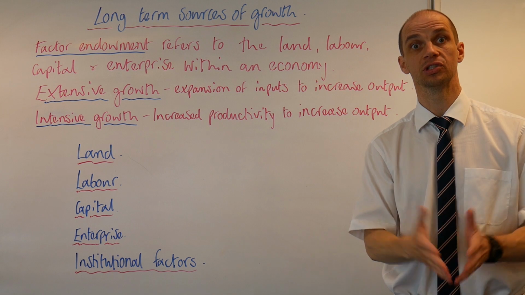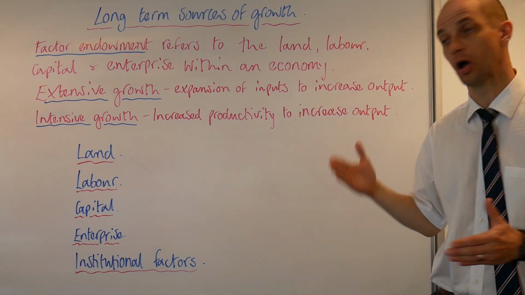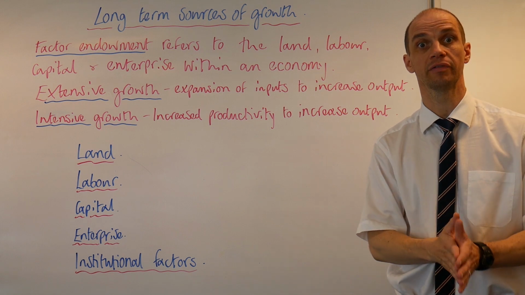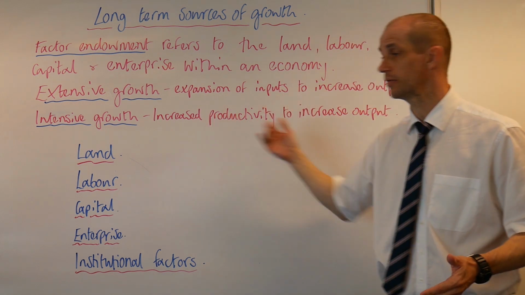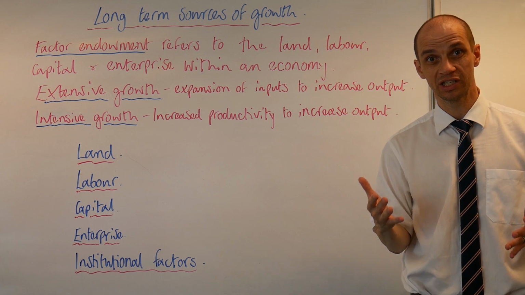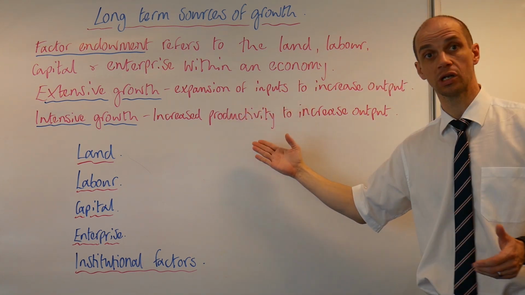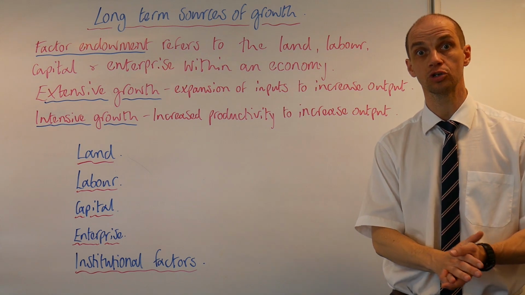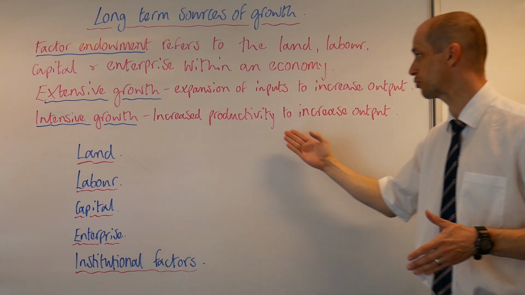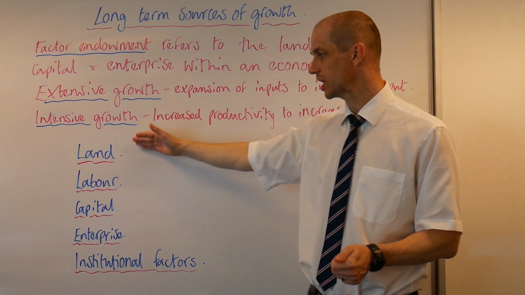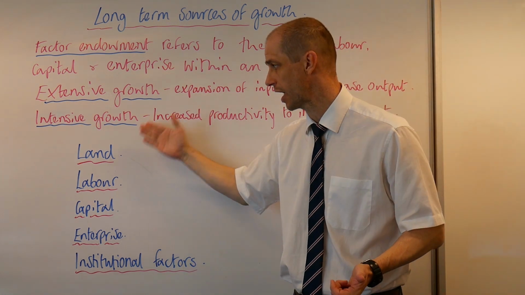Now, when that happens, of course, economic growth will slow, and then you need to turn towards more intensive methods of economic growth. So intensive growth is really about increasing efficiency and increasing productivity, within which you actually utilise those factors of production. So increased productivity will help to therefore raise output. So let's think about each of these areas in turn that we have.